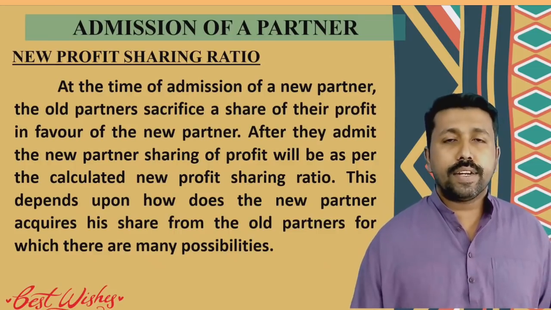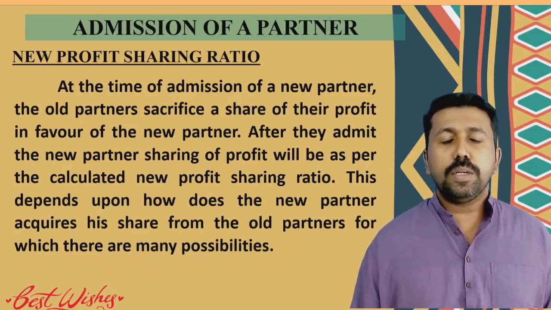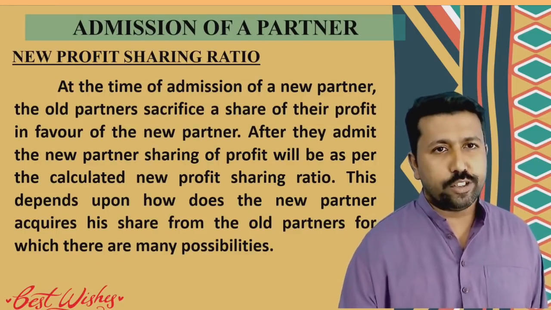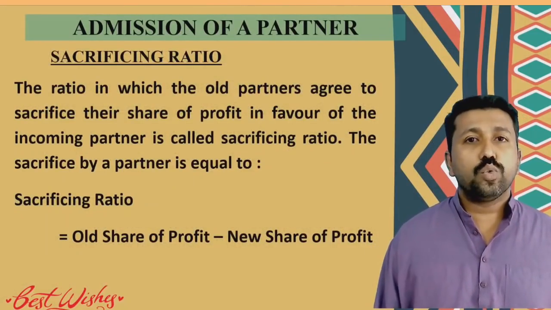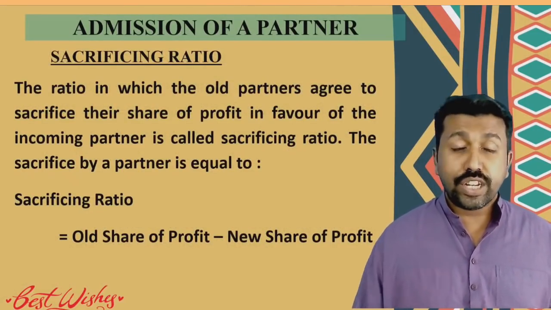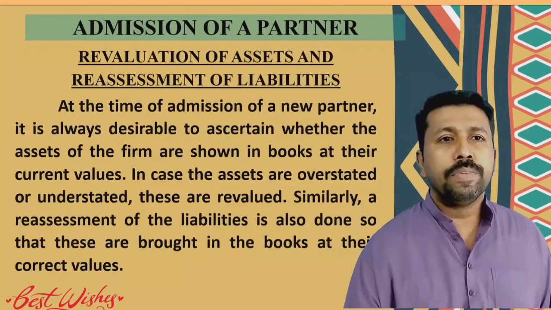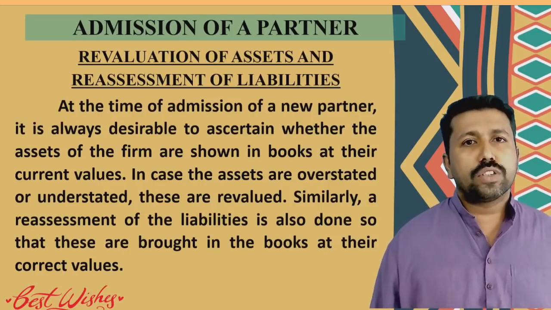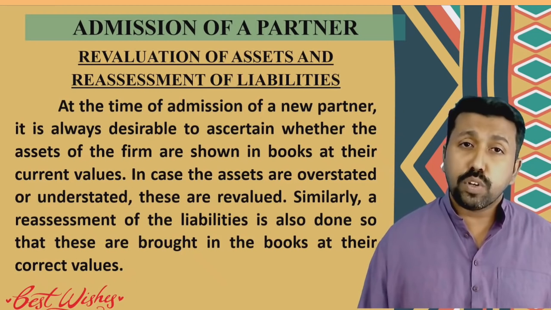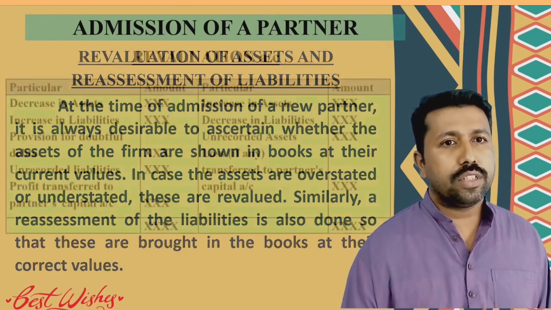You know very well, after the admission of a new partner, there will be a lot of changes. The already remaining old partners will surrender or sacrifice something. So we want to know what the new profit sharing ratio is. And we calculate the sacrificing ratio using the equation old ratio minus new ratio. It is to find out and also to share the important item, goodwill. You have to keep in mind the sacrificing ratio equation, and you know very well at the time of admission the firm will re-evaluate the assets and also reassess the amount of liabilities to find out if there is any profit or loss on revaluation. And this is the account.